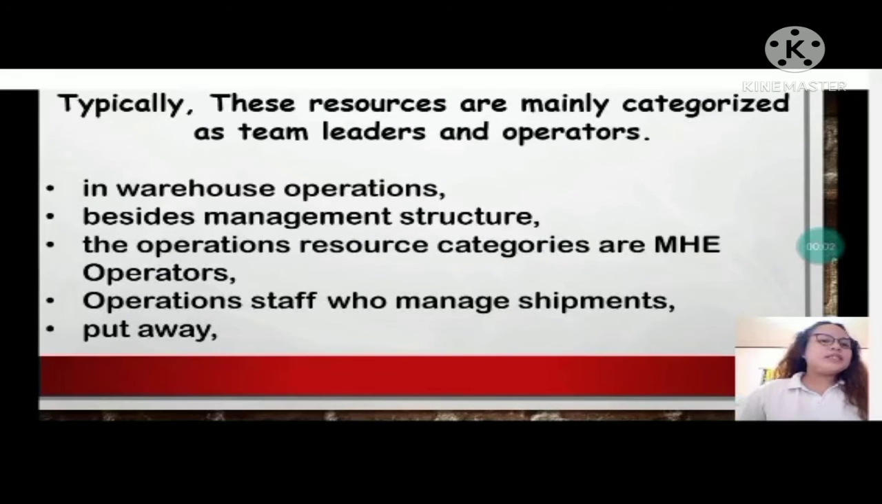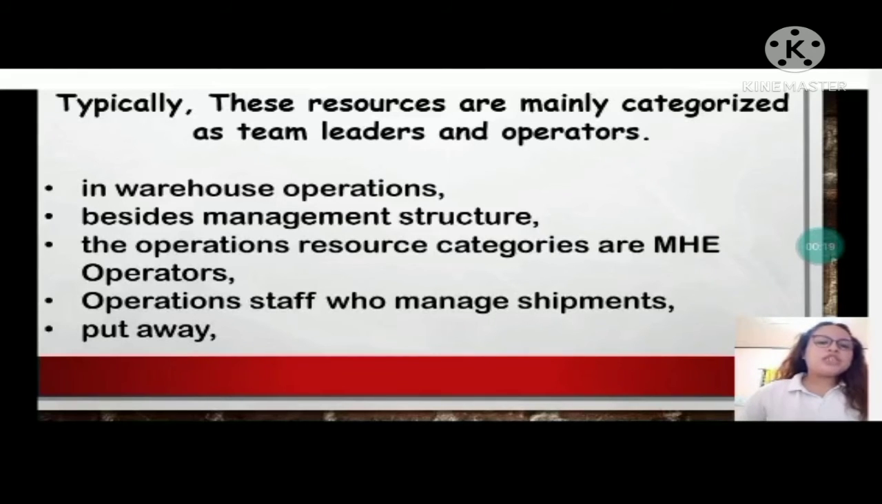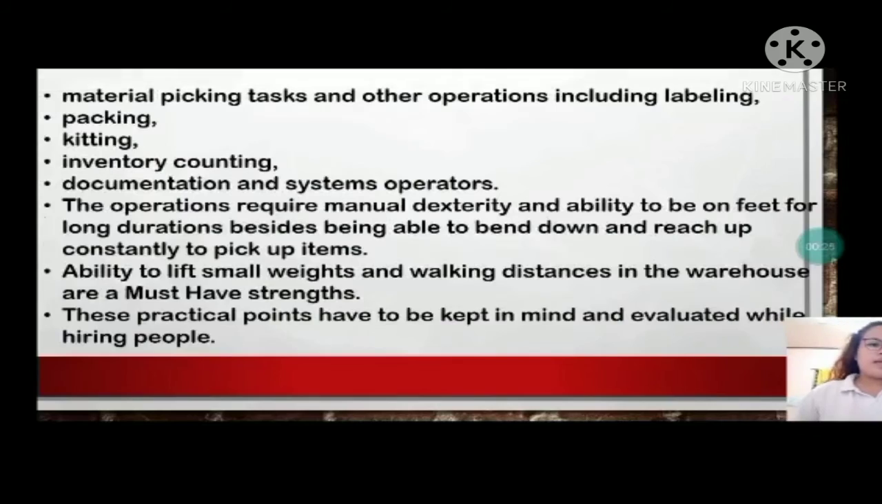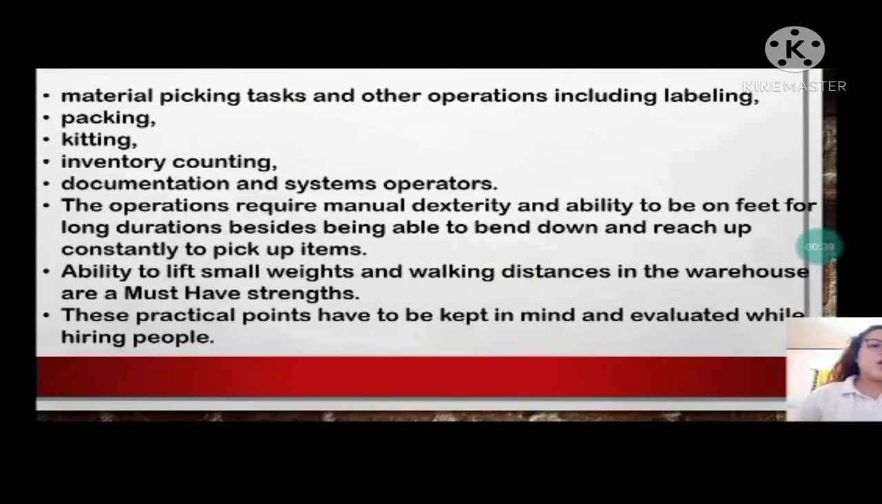Typically, these resources are mainly categorized as team leader and operators. First, in warehouse operation. Second, besides management structure. Third is the operation resource categories, which are operators. Fourth, operation staff who manage shipments. Fifth, put away. Sixth, material picking tasks, and other operations including labeling. So this is the process of preparing an order where the products are selected and collected, and then labeled.